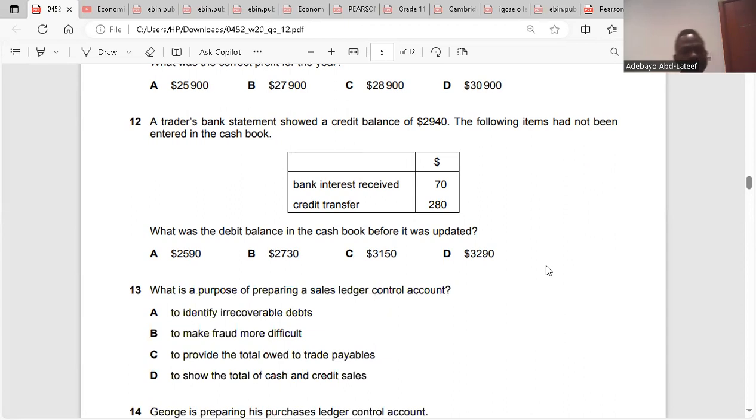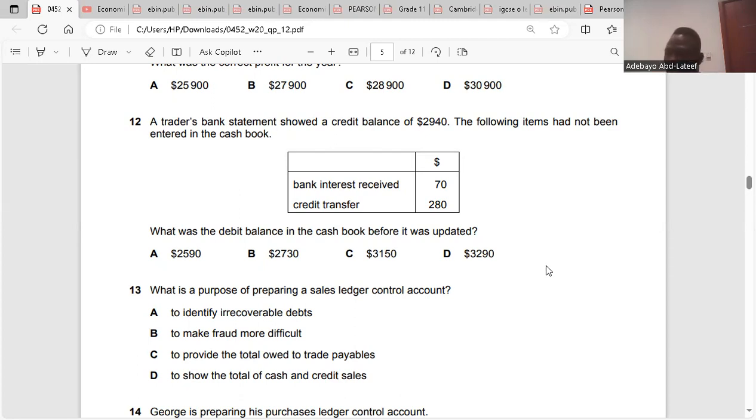Question 12. A trader's bank statement showed a credit balance of 2,940. The following items had not been entered in the cash book. So that means there's a bank reconciliation statement, which brought about the bank interest received and credit transfer. That's what it means. So what do you do? The value in the credit balance, you have to deduct it from what is being seen in your bank reconciliation statement. Do you get what I'm saying here?